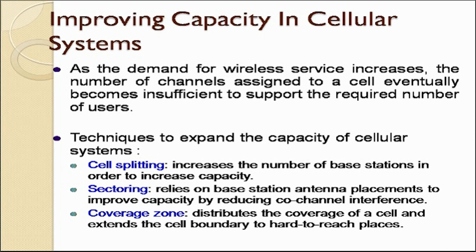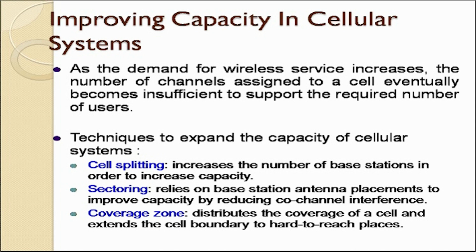As the demand for wireless service increases, the number of channels assigned to a cell becomes insufficient to support the required number of users. These are the techniques to expand the capacity of cellular systems. The first one is cell splitting, another is sectoring, and the third is coverage zone. These are the three different topics for improving capacity in a cellular system. In this session we discuss cell splitting.